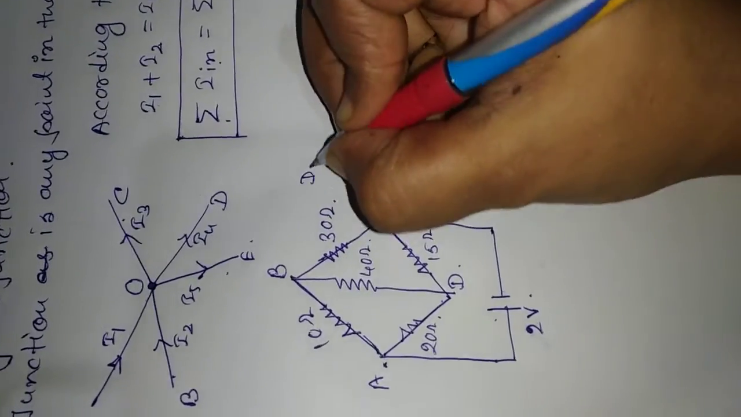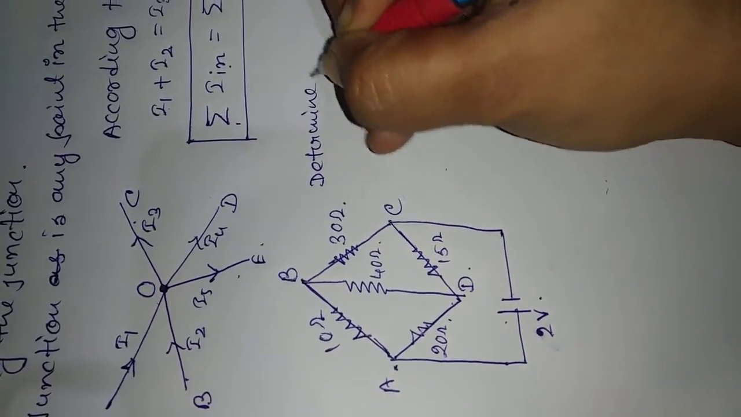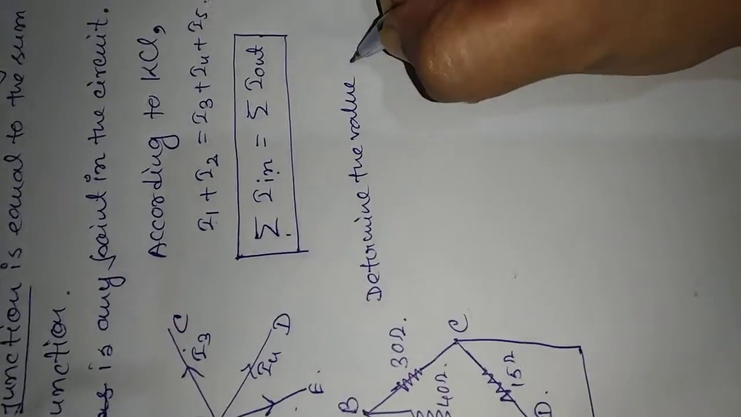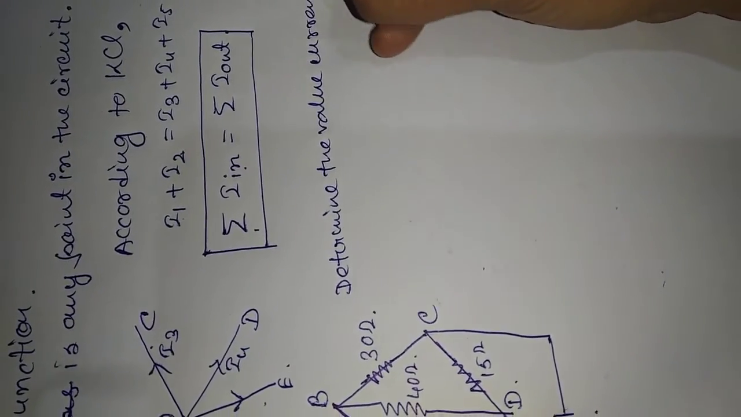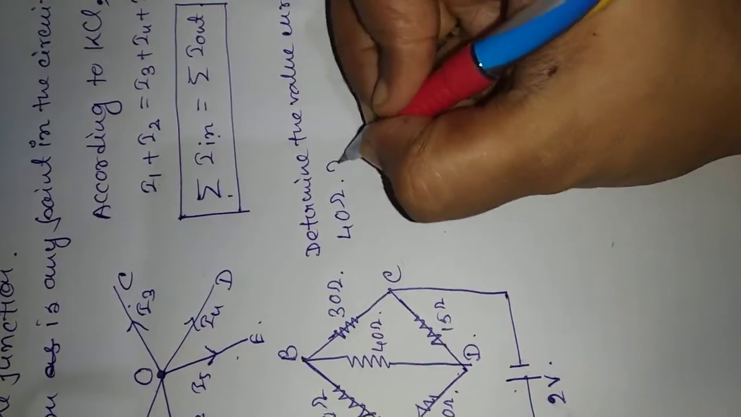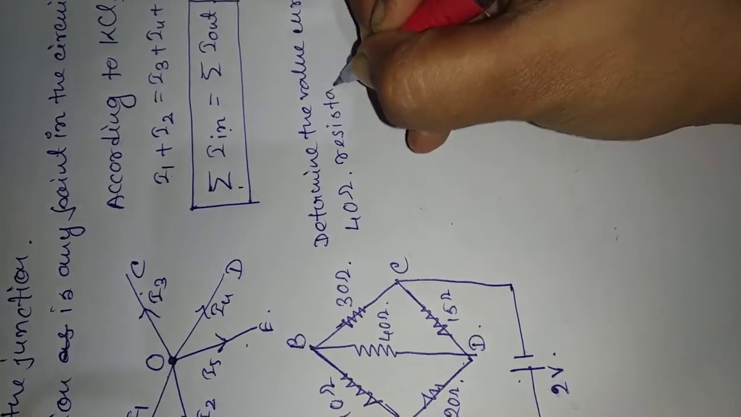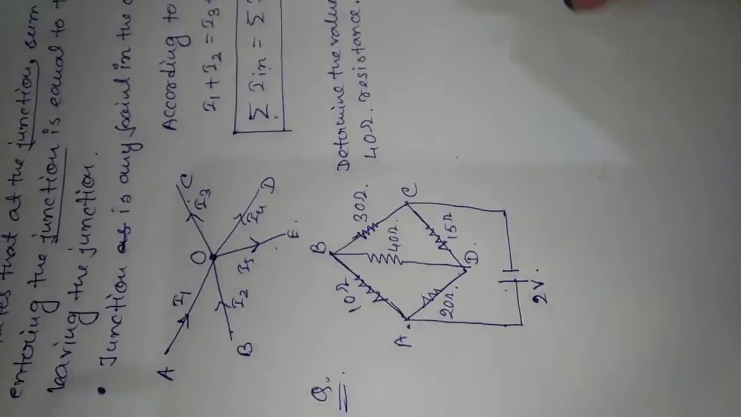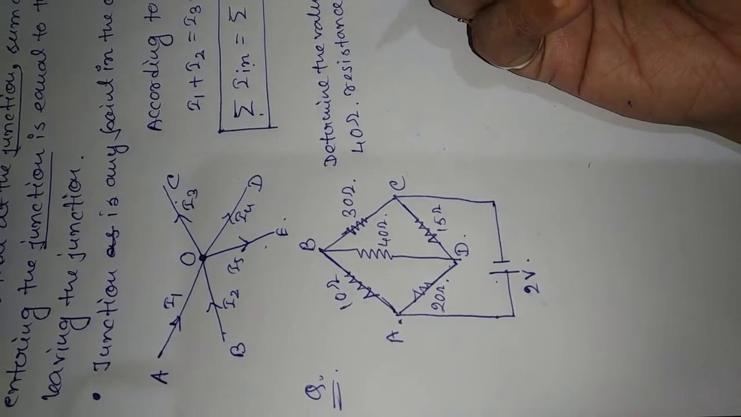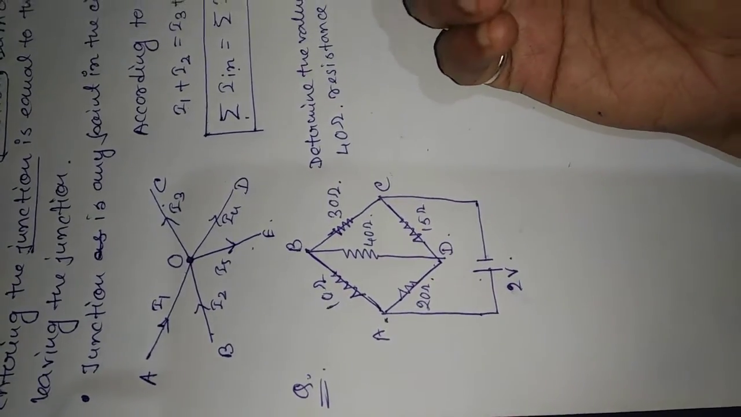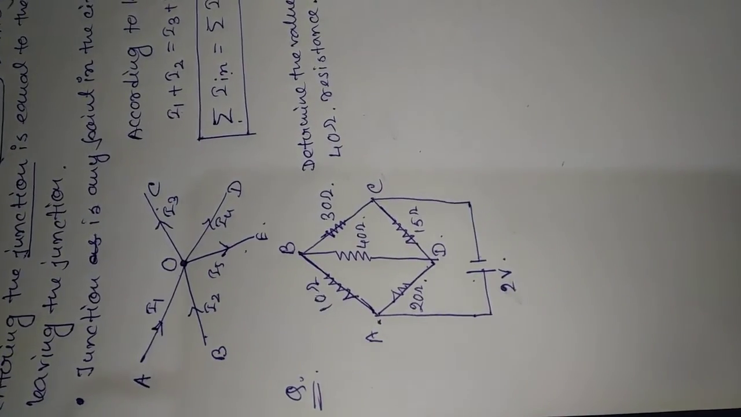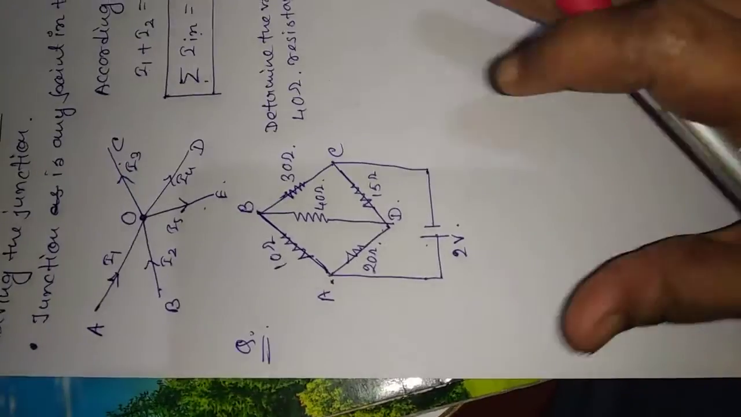The question is: determine the value of current in the 40 ohm resistance. Clear? So through this resistance I have to find out the current. Okay, so I will first apply the KCL to this network.